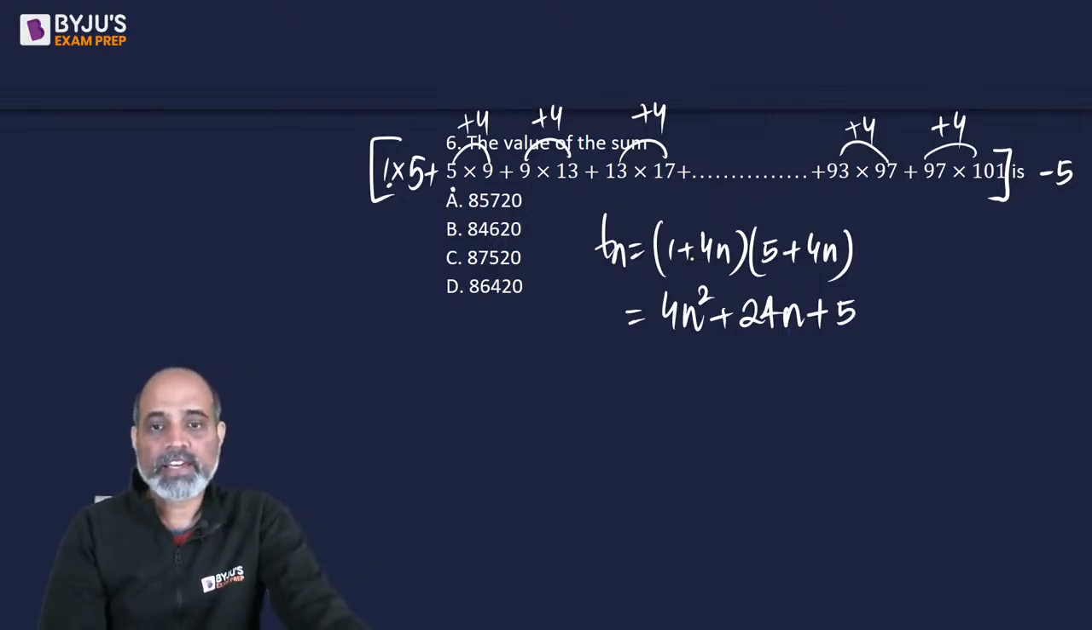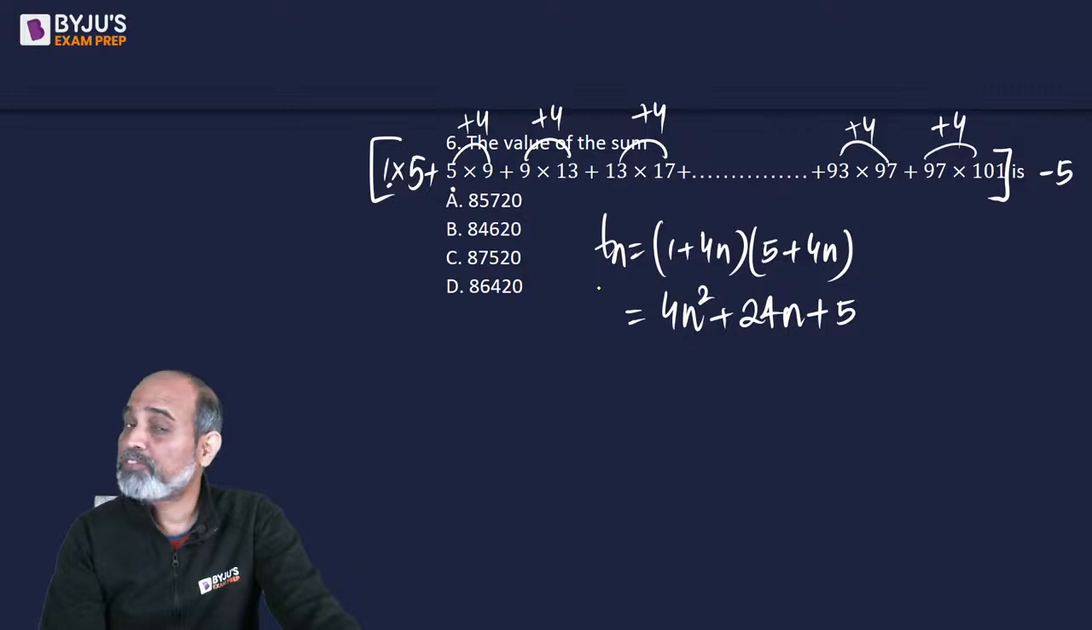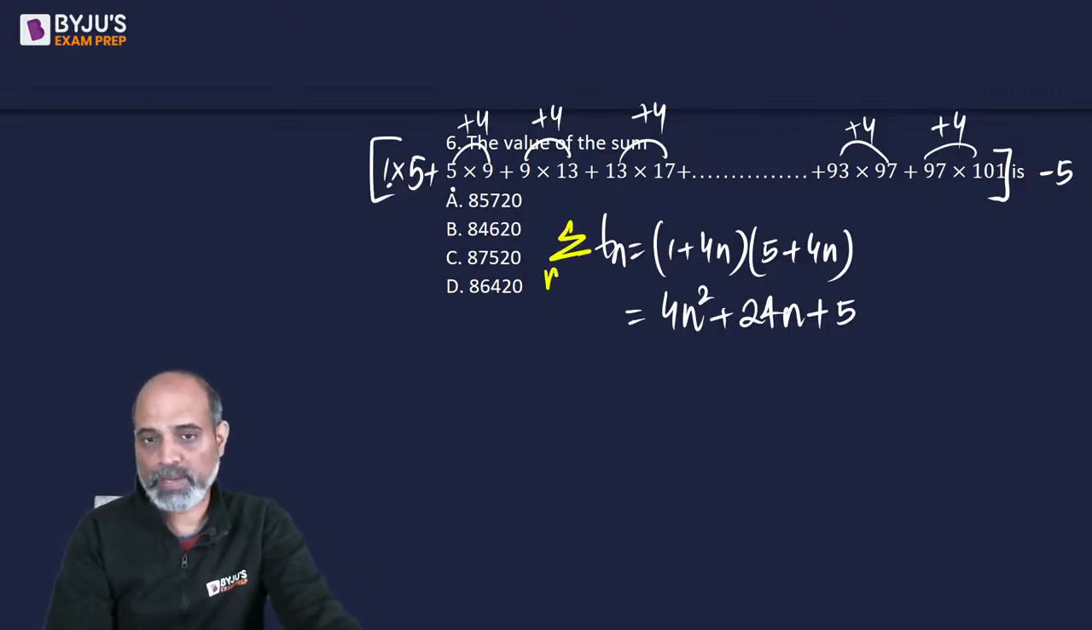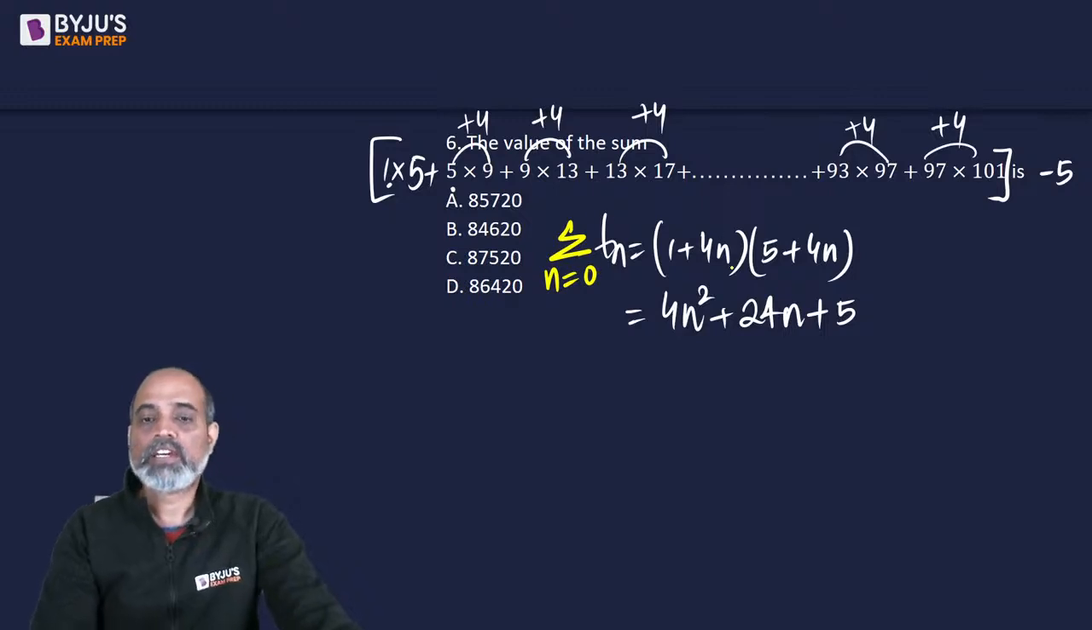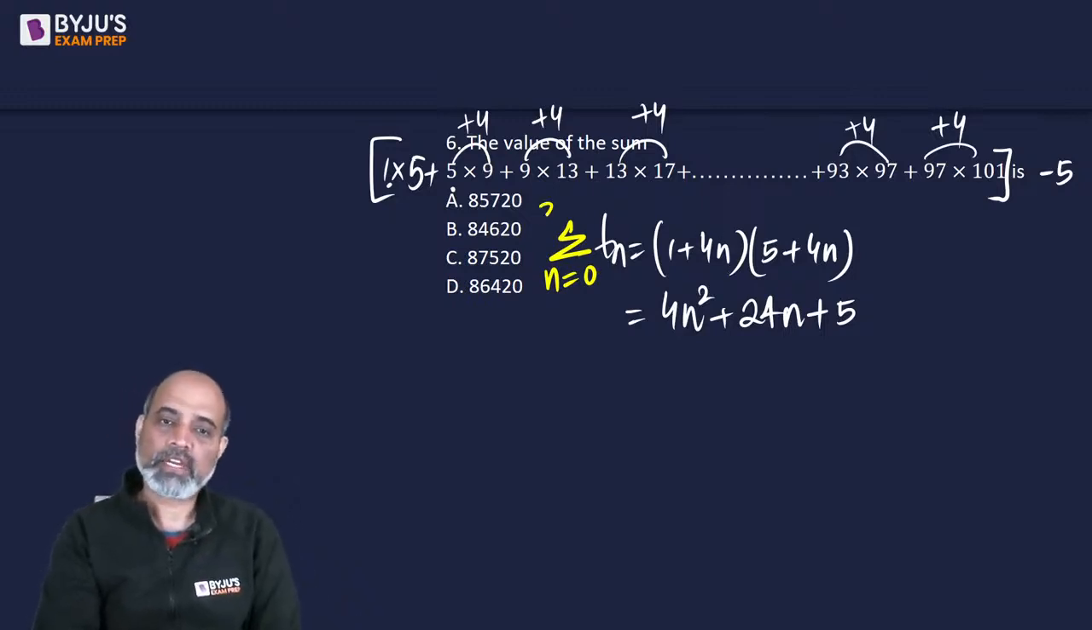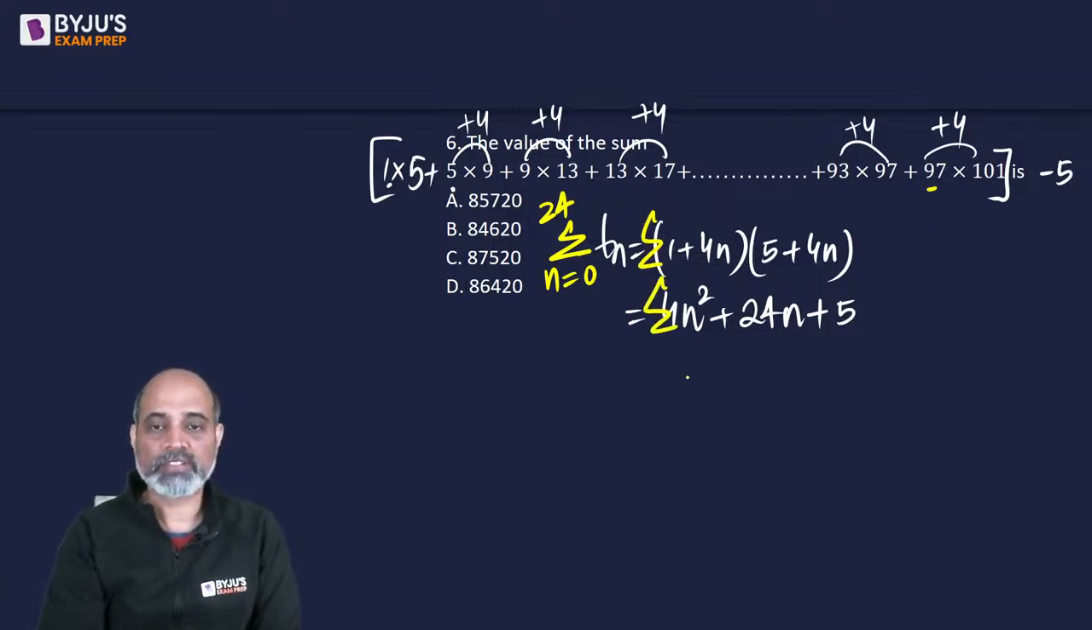Here, if I put n is equal to 0, I'll get 1 into 5. If I put n is equal to 2, I'll get 5 into 9. So n की value 0 से शुरू होगी, so that it makes things easier now. If n is going to be 0, we can go up to n is equal to 24, because 24 into 4 is 96 plus 1, 97. That's the first number you will be getting in the last term. So we are supposed to take this summation here.